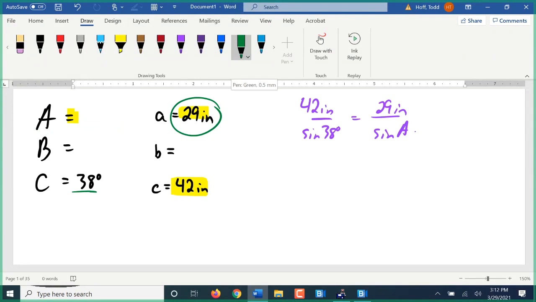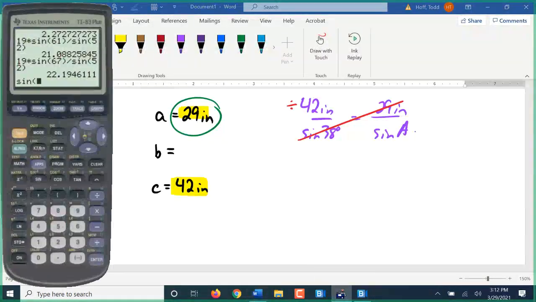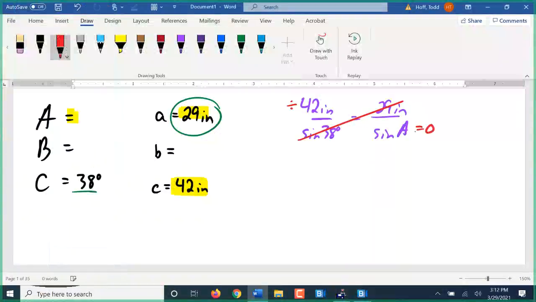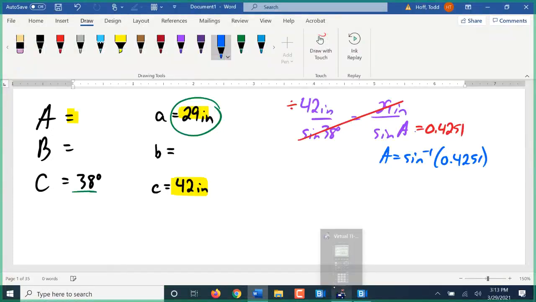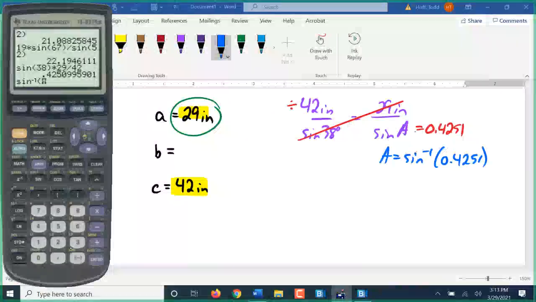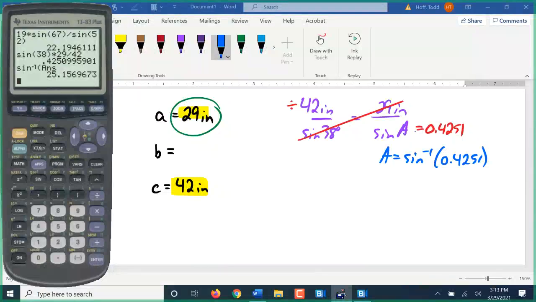So we cross multiply and divide here. Sine of 38, in parentheses, times 29 divided by 42. We get 0.4251. What else do we need to do here? First sine, good. So the calculator is going to do second sine and second answer so that we keep it in the calculator. We get 25.16 degrees.